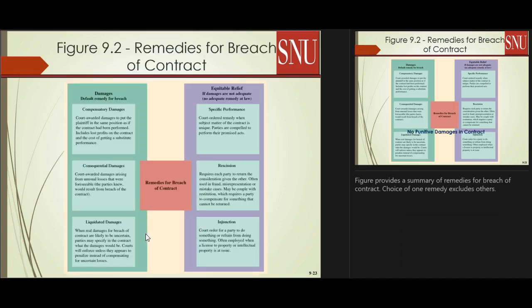This is a chart that gives examples, discussions to talk about what is compensatory versus consequential. Liquidated damages are when a party cannot determine what the damages will be, so the two parties agree on a value in case there's a breach. Be careful that liquidated damages cannot be so unreasonable that they become disguised punitive damages. It has to have some reasonable connection with the contract itself.